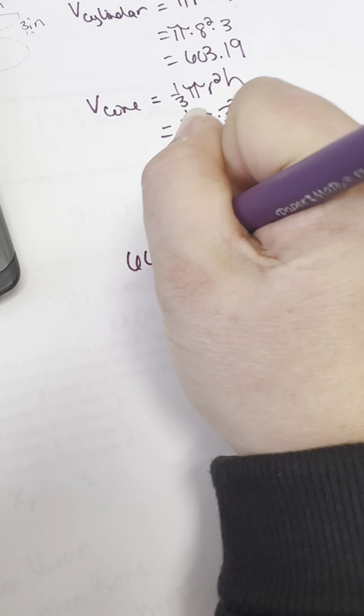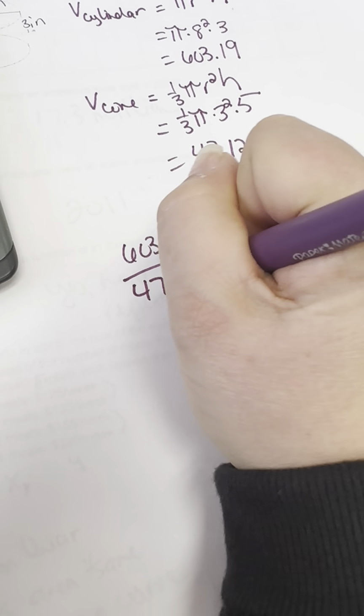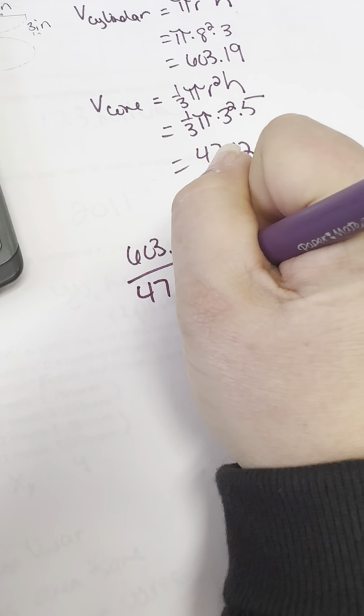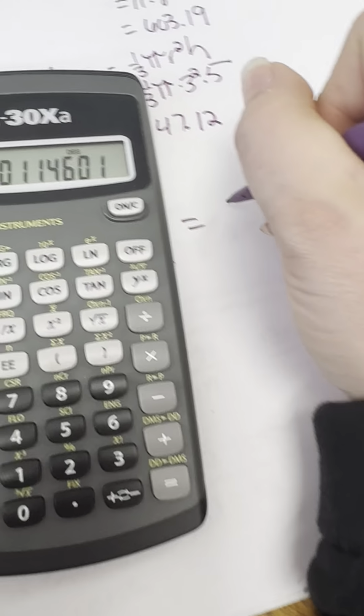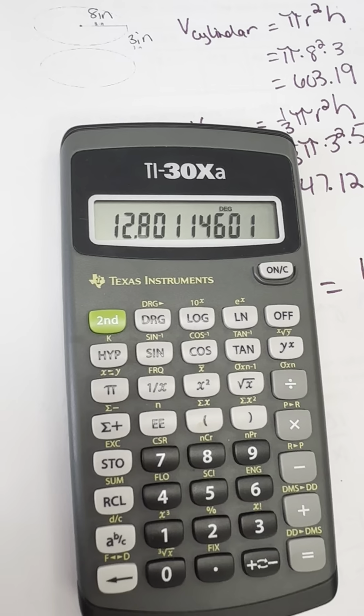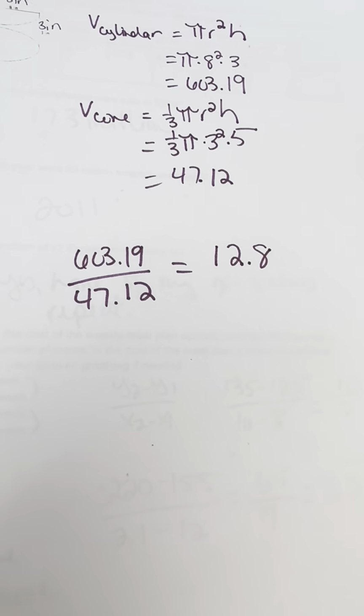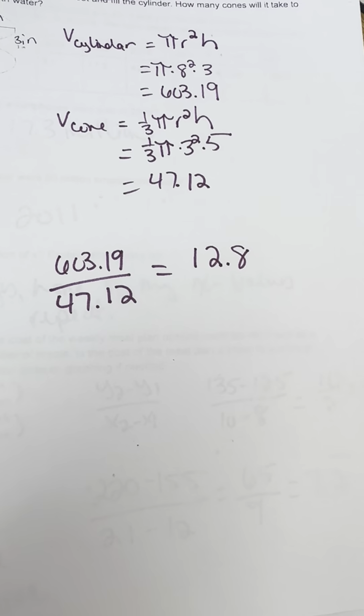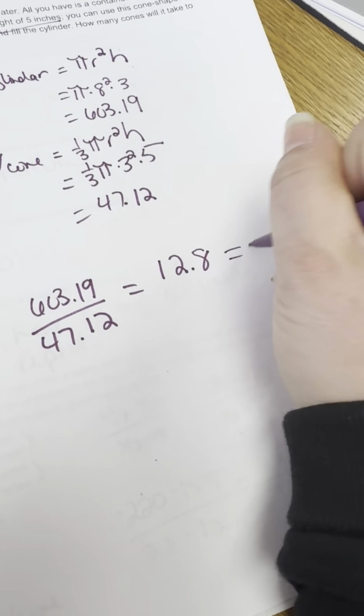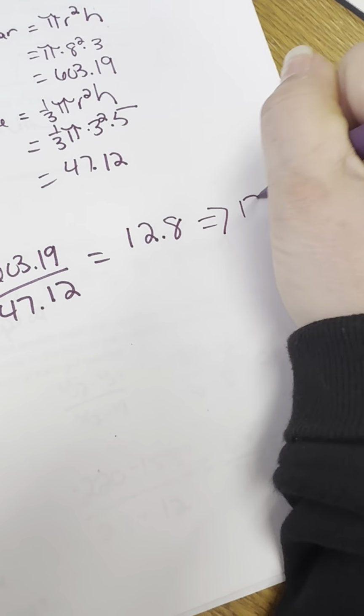So I'm going to take 603.19 divided by 47.12. Grab our calculator one more time. 603.19 divided by 47.12 is roughly equal to 12.8. And then we can technically have partials, but this would be an example where we would round. So we would need 13 cones to fill the cylinder.